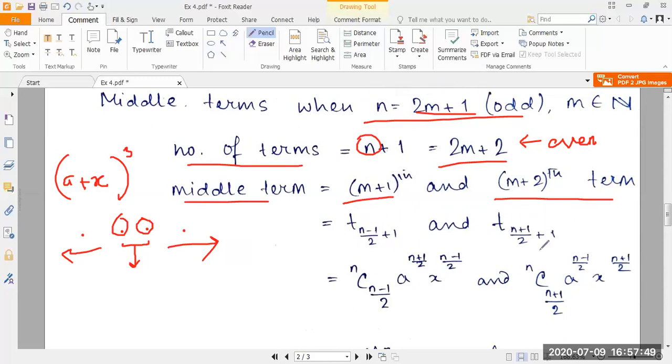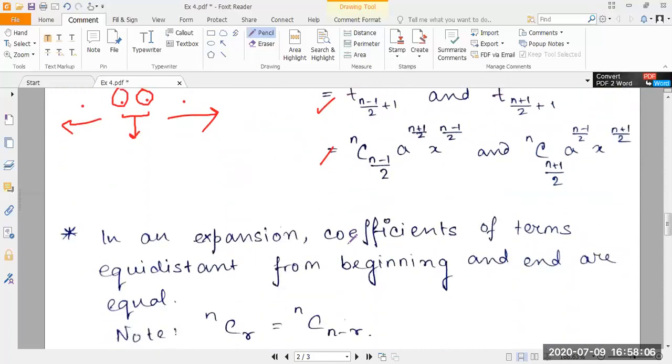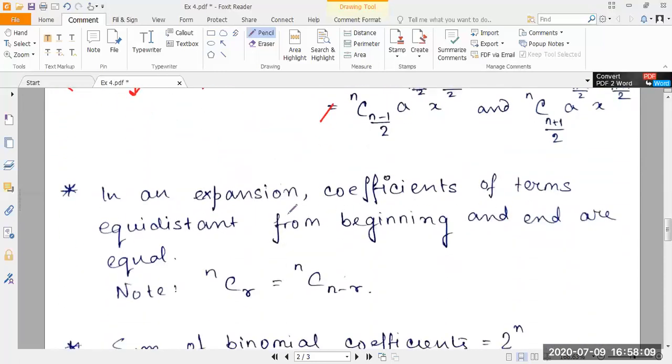And we just make a small adjustment to make it (n minus 1)/2 plus 1 and (n plus 1)/2 plus 1. So we have the two middle terms and we express it as we had done before, replacing r suitably, and we get the middle terms. The next thing that we see is, in an expansion, coefficients of terms equidistant from beginning and end are equal.